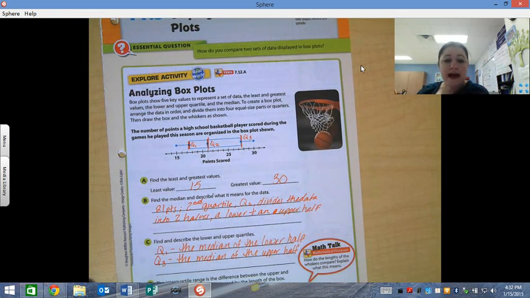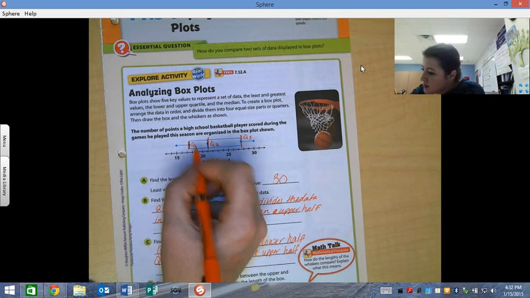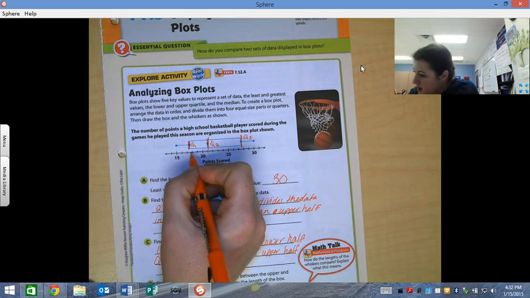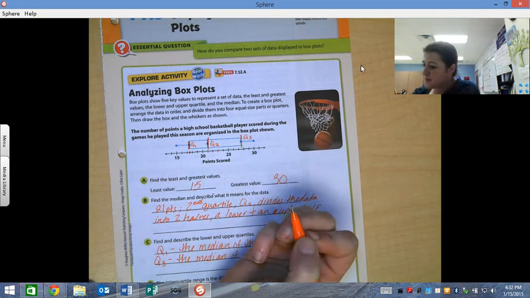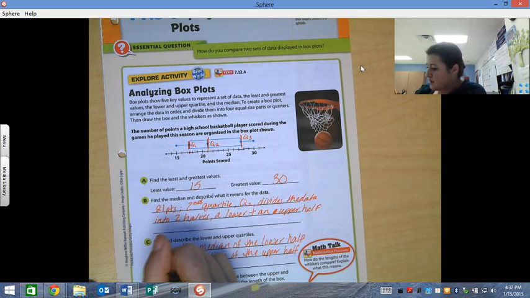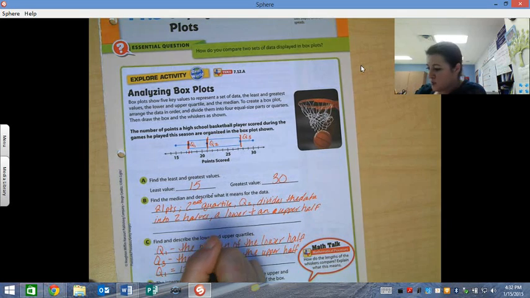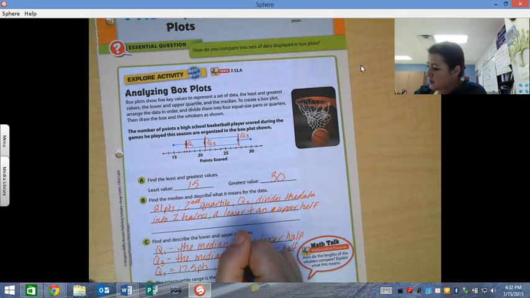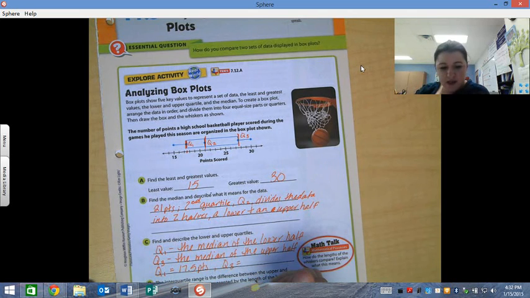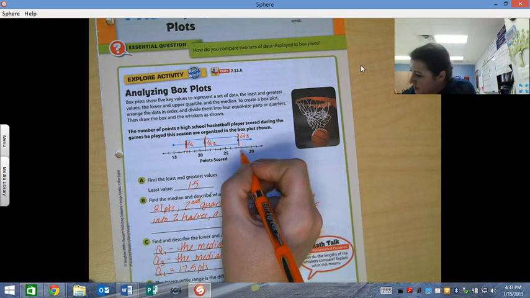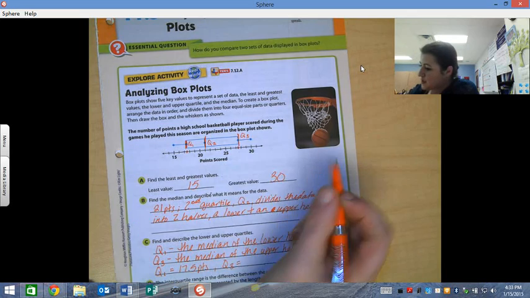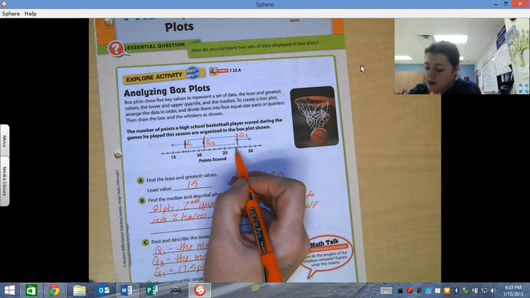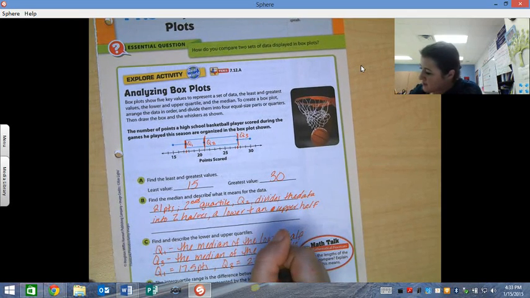Now we need to actually figure out what these values are. Now notice this one is about halfway between here. So our Q1 is going to equal about 17.5 points. And Q3 is going to equal, let's see, we're about halfway between here. We have 25, 26, 27 and a half. So 27 and a half points.